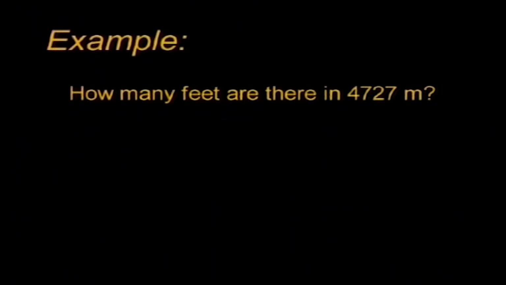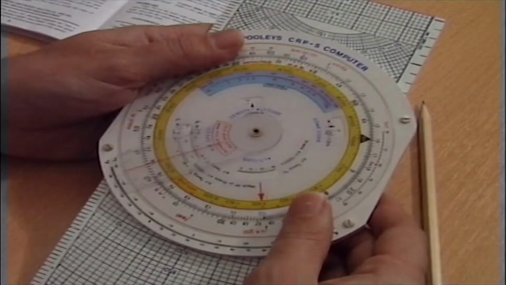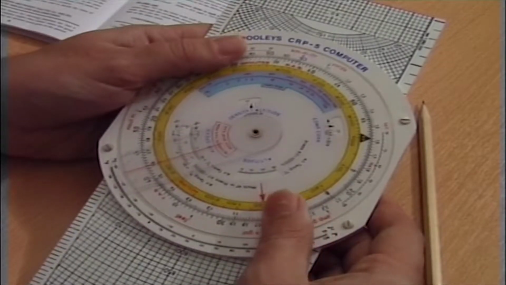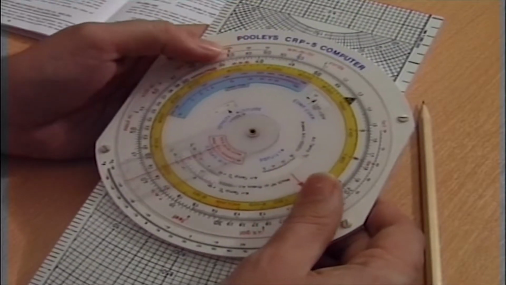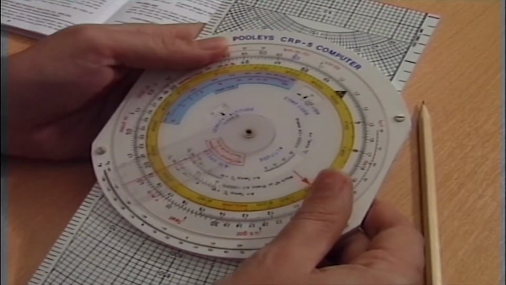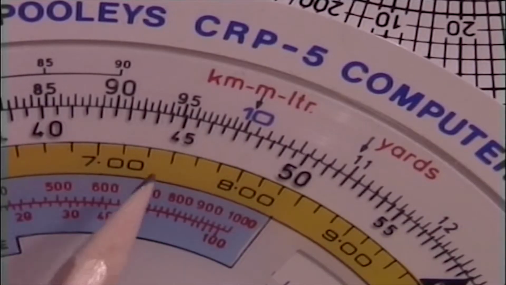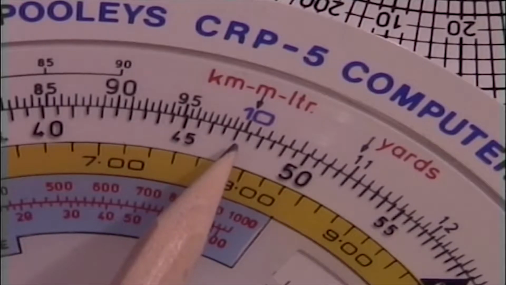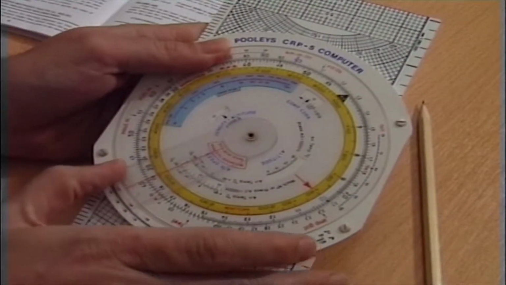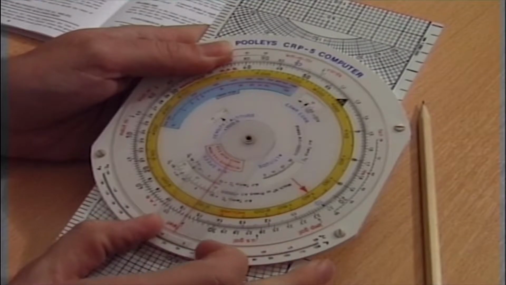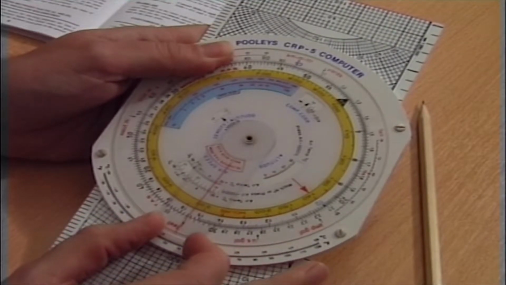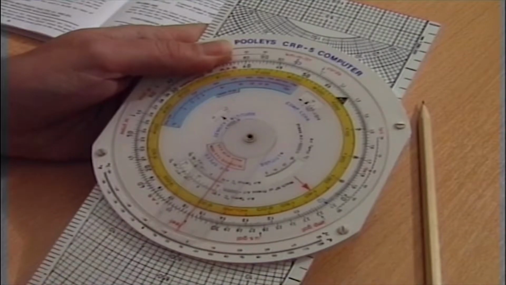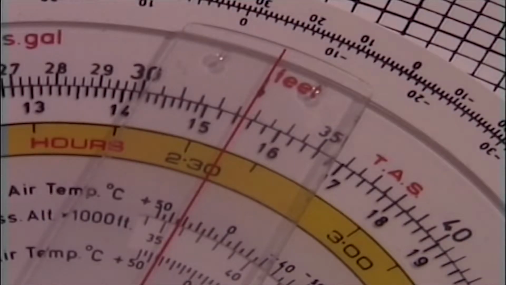Now to an example. How many feet are there in 4727 metres? Line up 4727 on the inner scale with the metre datum on the outer scale. Then rotate the cursor to the feet datum on the outer scale and read off 15,500 feet on the inner scale.